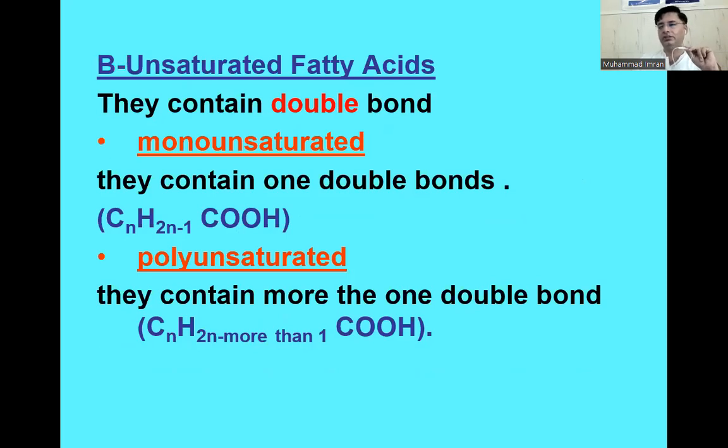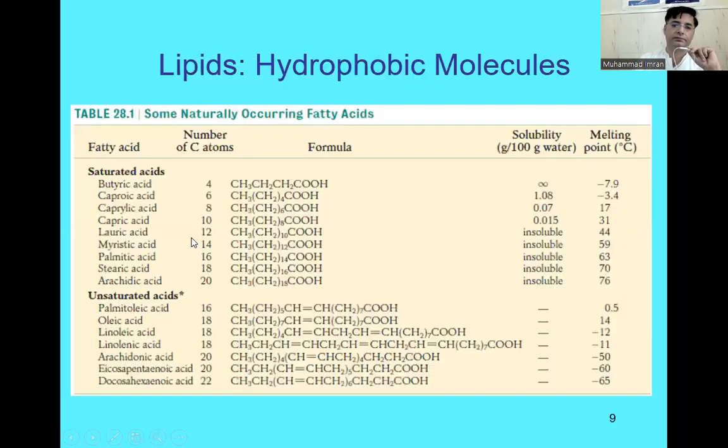Then we have unsaturated fatty acids. Unsaturated fatty acids have two categories. One is monounsaturated fatty acid, which contains only one double bond, and has the formula CnH2n-1COOH, where n stands for the number of carbon atoms. Polyunsaturated fatty acids contain more than one double bond. If we have one double bond, then 2n minus 1; if two, minus 3; three, minus 5; four, minus 7, and so on.